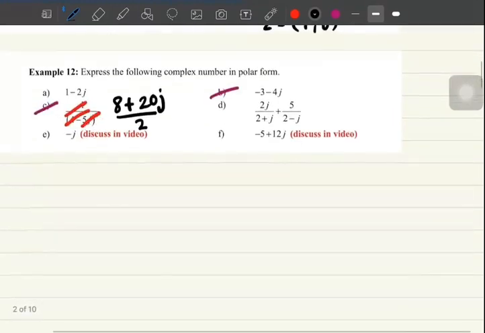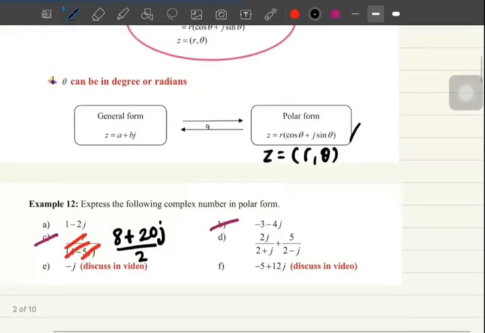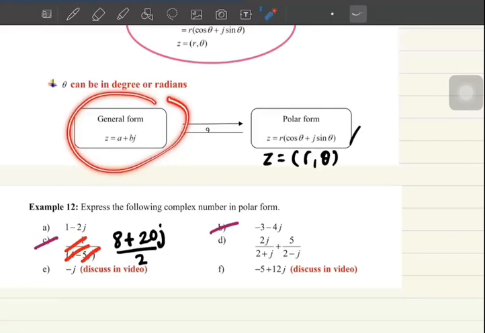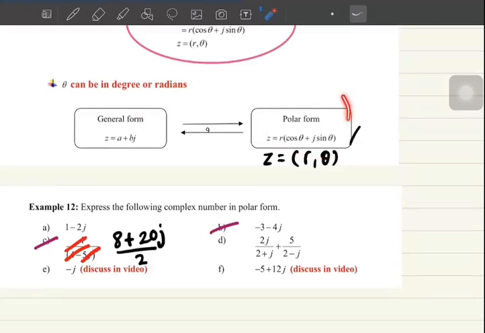So take a look at this example. I'm going to discuss C and you will do B. But for C, please change the question so that it will be 8 plus 20j over 2. What is given to you is in general form of the complex number. From general form, we want to change it to polar form. And you should also know how to change from polar form back to general form.